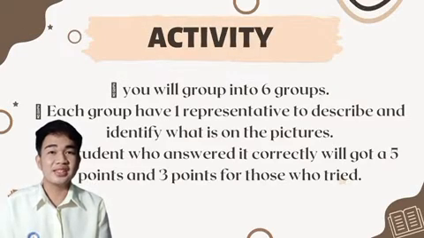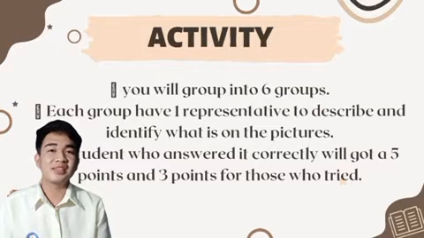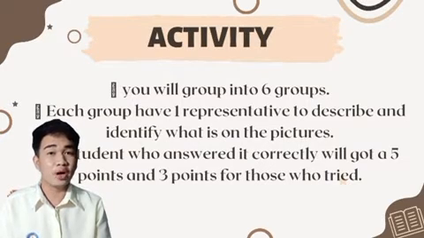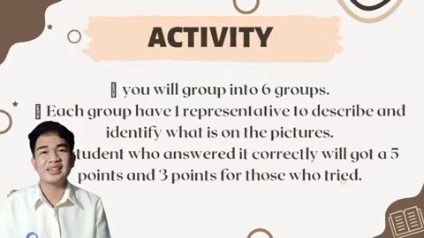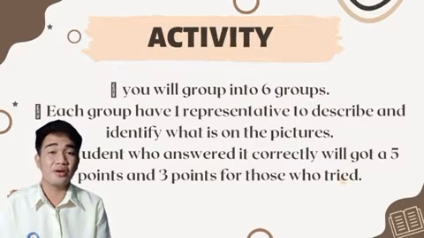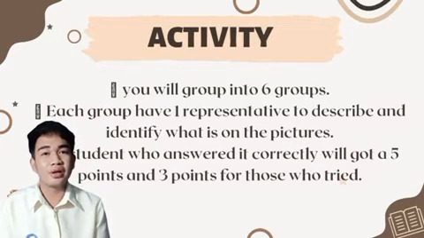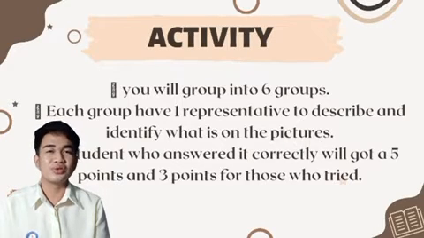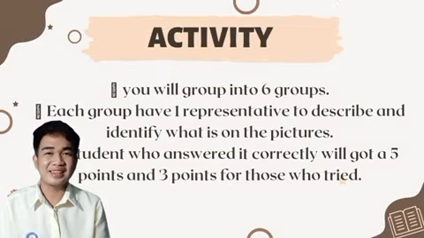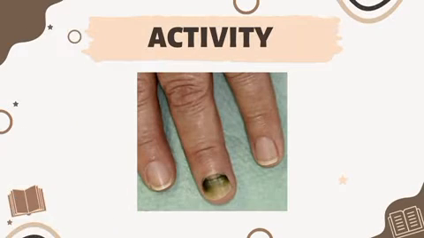Now for your activity, you will group yourselves into 6 groups. Each group has one representative to describe and identify what is in the pictures. A student who answers correctly will get 5 points and 3 points for those who tried. Understand, class? So these are the pictures.